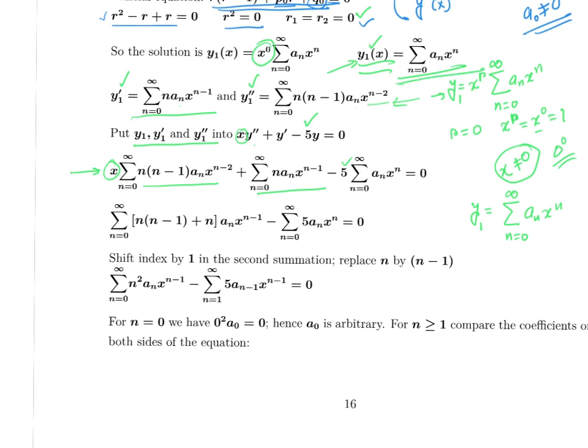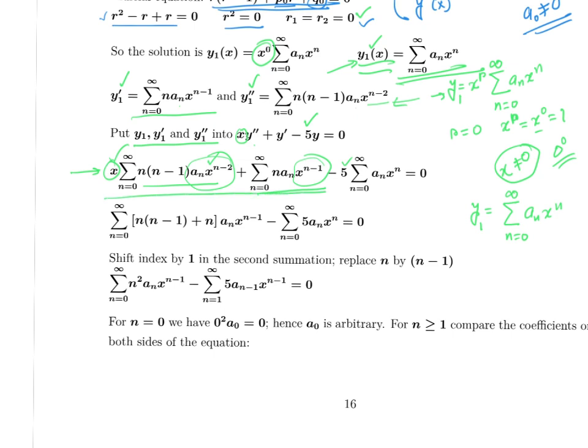Now I go ahead and combine like terms. Okay, so let's check it out. If you multiply this x with x to the power n minus 2, you're going to get x to the power n minus 1. And this has x to the power n minus 1, and this will have x to the power n minus 1.